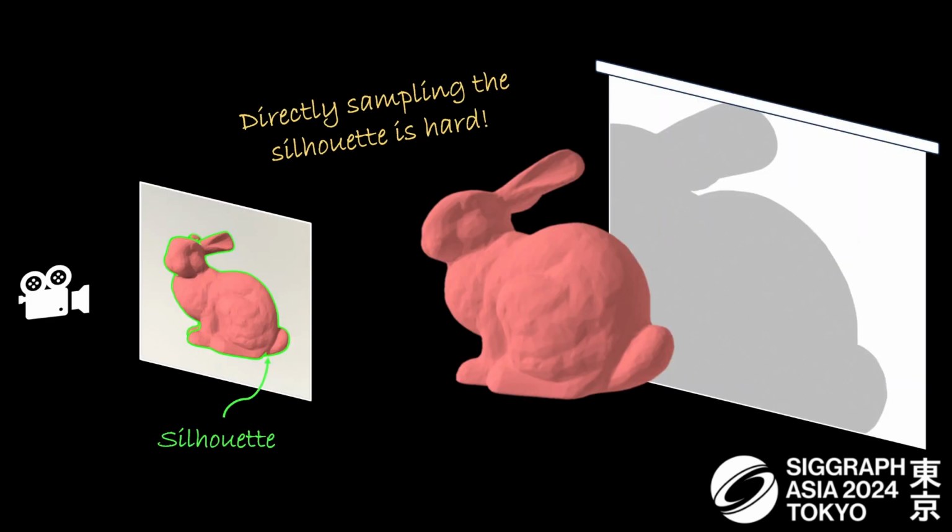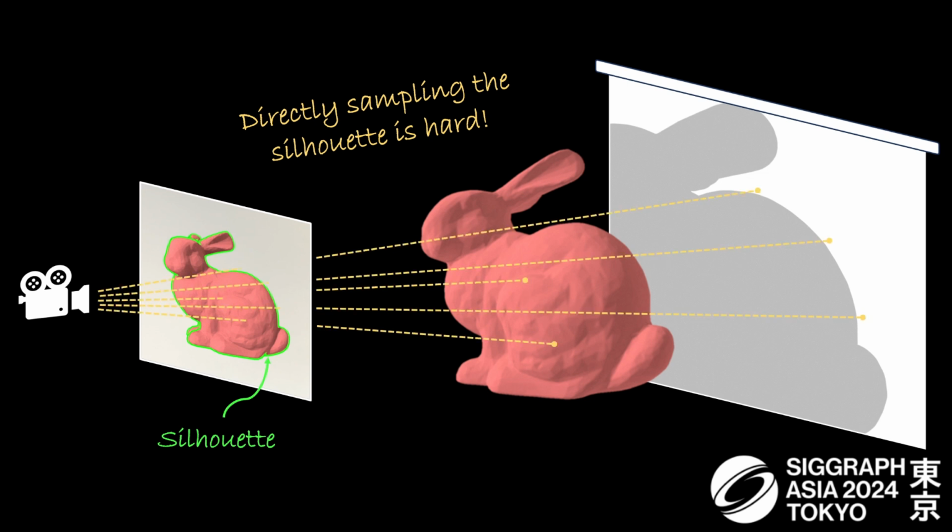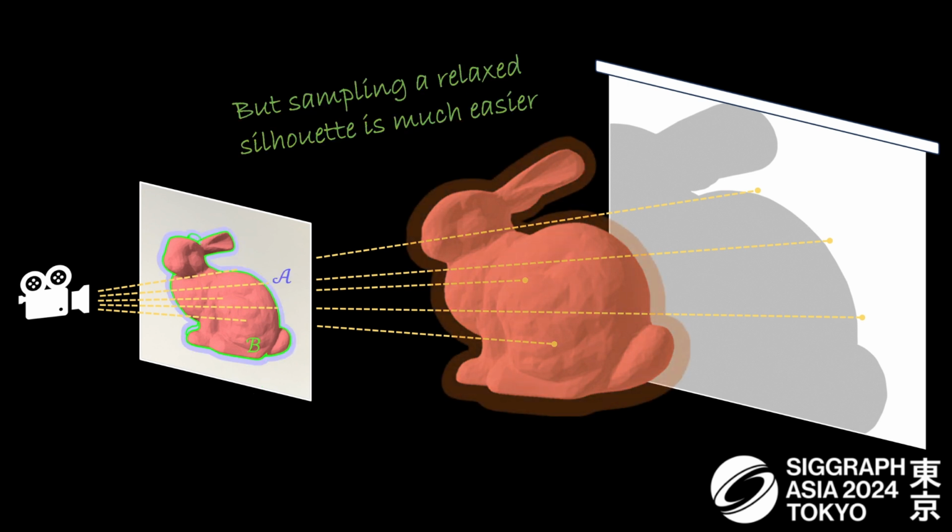The idea of our method is very simple. Directly sampling the silhouette is hard. In fact, the silhouette is a zero measure curve in the 2D plane, so theoretically we have zero probability to directly sample it. But if we relax the silhouette curve to some thin band nearby, and equivalently relax the surface to a thin volume, then it turns out that we can directly and consistently draw samples inside the band.